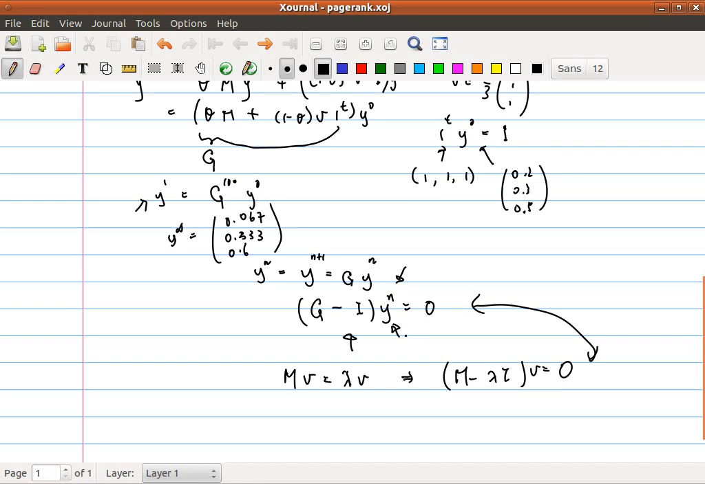I'm not very articulate here. Maybe I'll just write it here: y n is an eigenvector of G with eigenvalue 1. Okay, that concludes my very short introduction of PageRank.